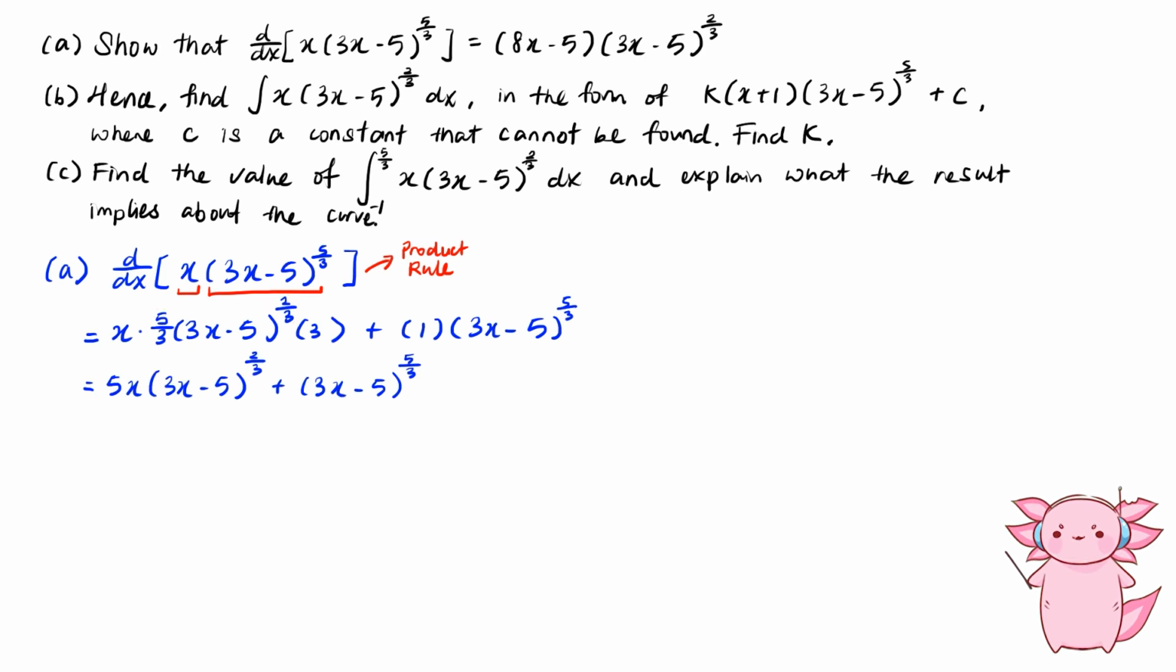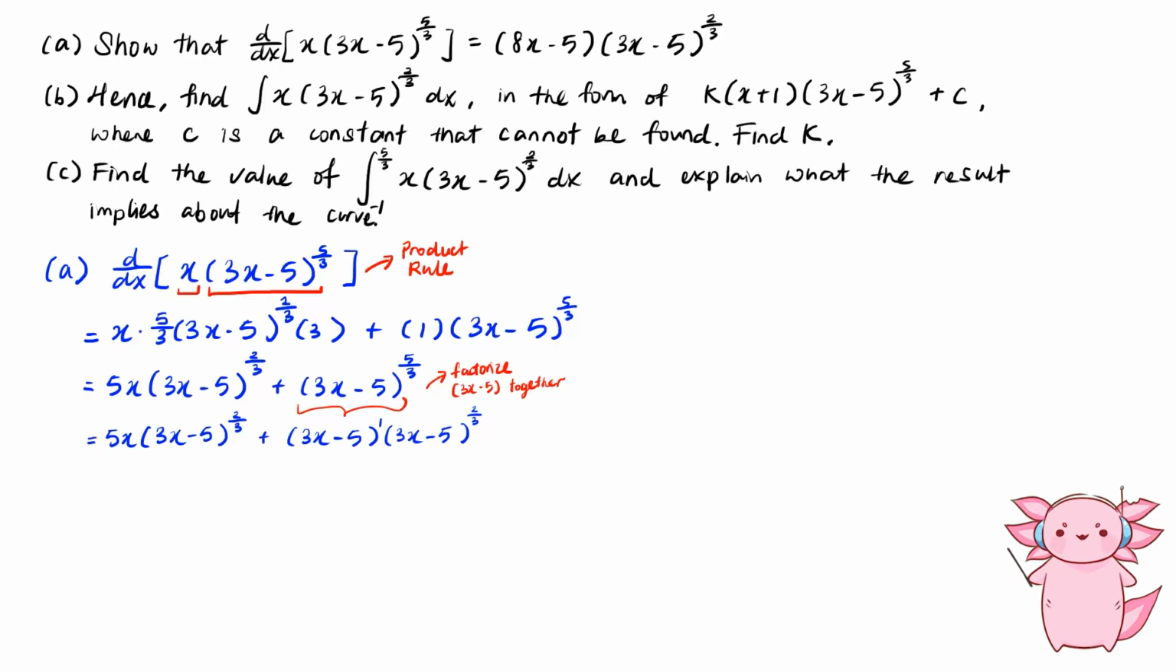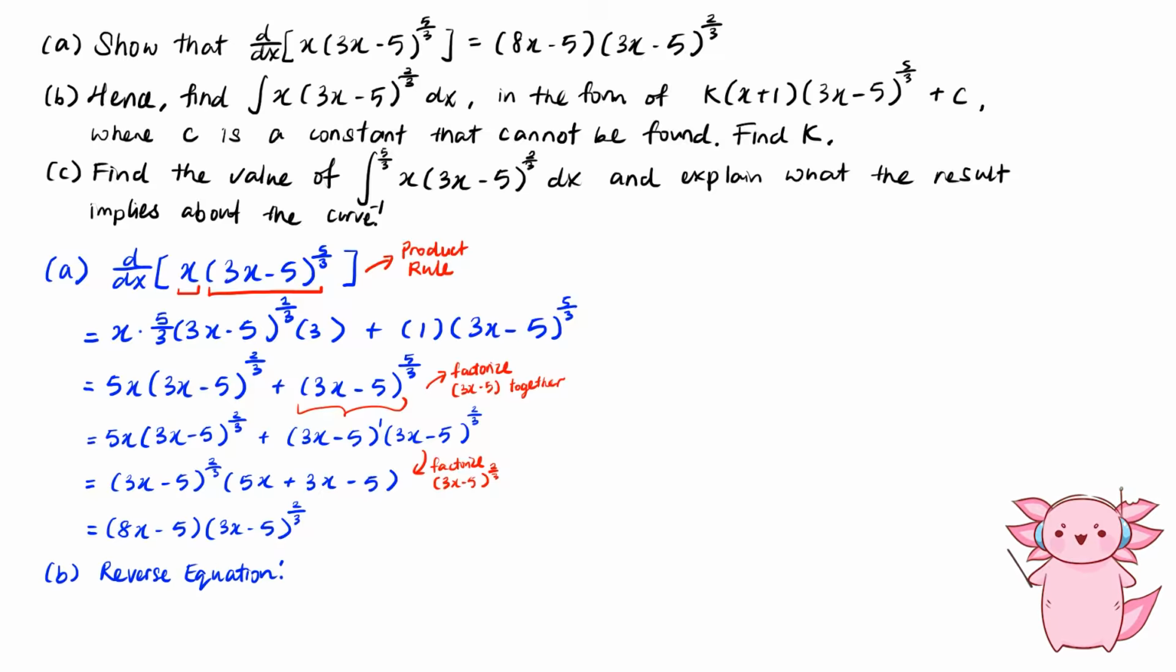Once we get something like this, the goal is kinda to factorize this 3x minus 5 terms together, so let's split this into 3x minus 5 to the power of 2 over 3 and to the power of 1, and then we can just factorize 3x minus 5 to the power of 2 over 3 here, and we just managed to prove the result.